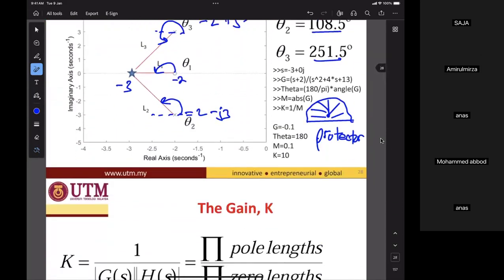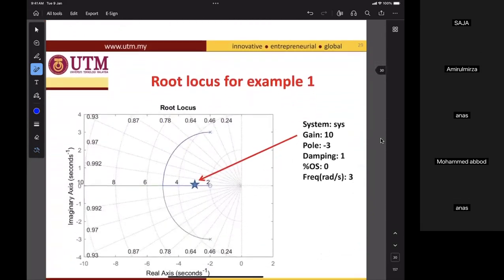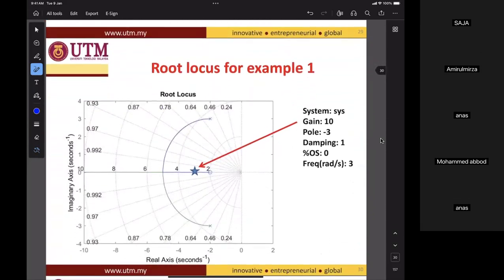Is there any plot? This is the plot. This is the minus 3. This is your minus 2, and this is minus 2 minus j3, and this is minus 2 plus j3. So you can see that the plotting is here, ended at the zero, and the other one ended at infinity.